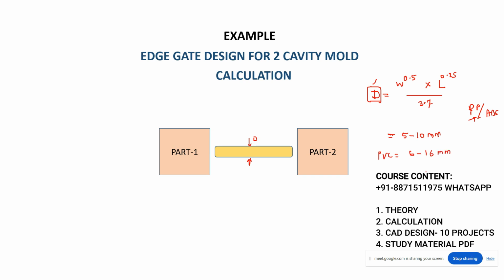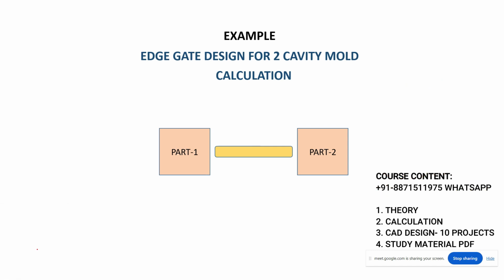6 to 16. Right? Okay, tell me for PU, polyurethane. How much? 2 mm to 8 mm. It is a less viscous material, right? We can take it, but 2 mm is difficult to manufacture by VMC or CNC machine. That's why we have to take a minimum of 5 mm or 4 mm, right? Yes.